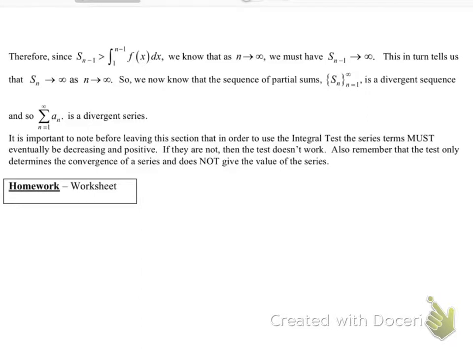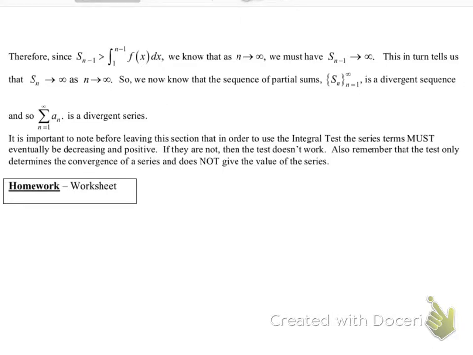Therefore, since S sub n minus 1, which was the series noted on the previous page, is larger than the integral from 1 to n minus 1 of f of x dx, we know that as n approaches infinity, our series also approaches infinity. This in turn tells us that the sequence of partial sums is a divergent sequence, so the series is also divergent.